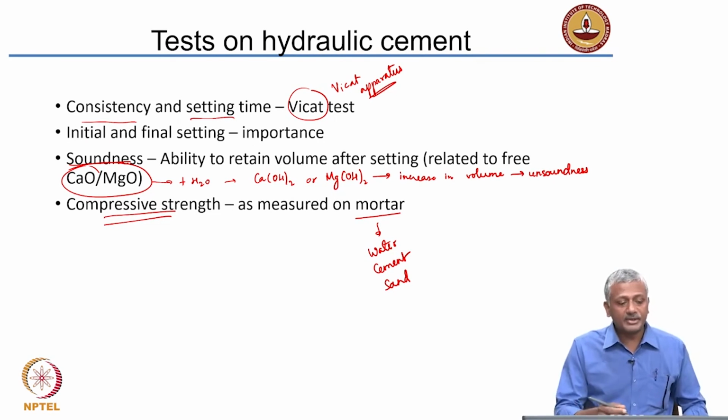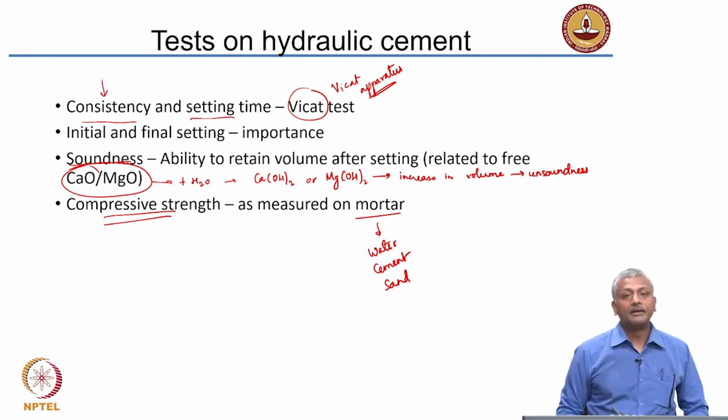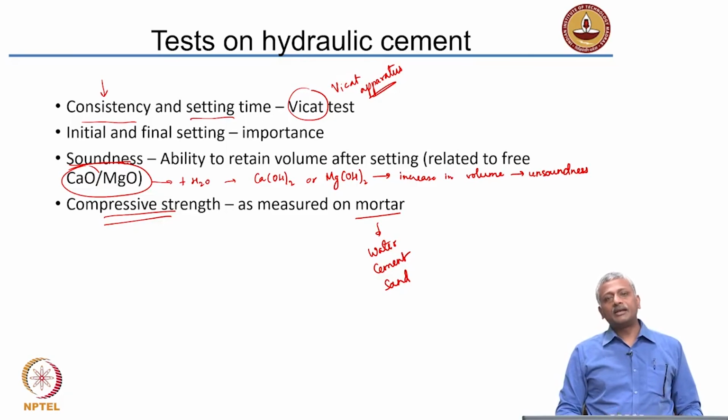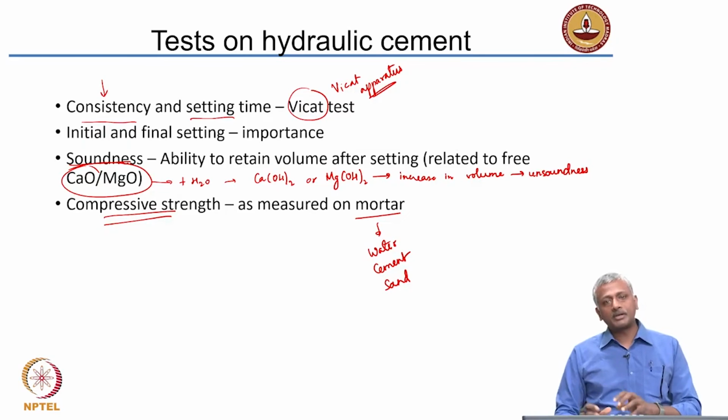Now, one thing I forgot to describe is what is consistency. Consistency is defined typically as the minimum water content that is required to produce a paste which has a certain characteristic, that means a certain workability, a certain consistency. All these will become a lot clearer when we talk about the properties of concrete.